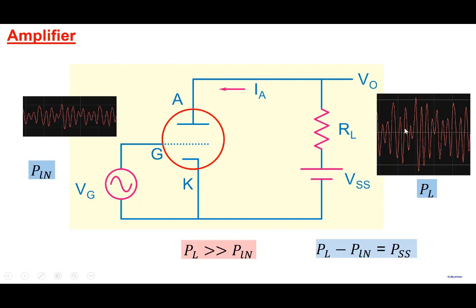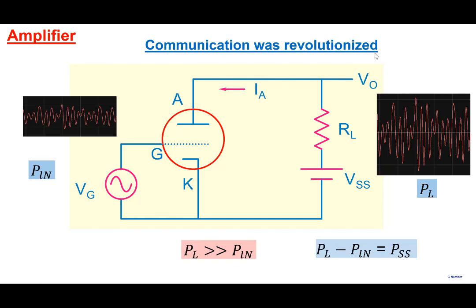And the immediate consequence of that was that communication was revolutionized. Take, for example, telephone. Telephone had been invented before triode. One could communicate with the telephone, but the distances over which you could communicate was limited because as the signal travels, it gets weaker. And if it becomes too weak, it gets submerged in noise and then you cannot make out what the signal is.